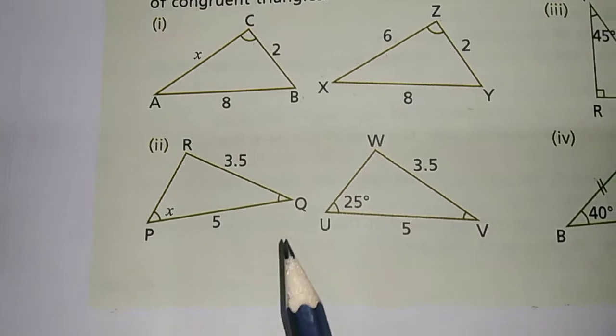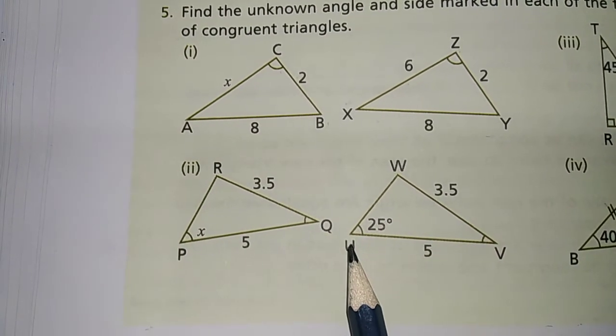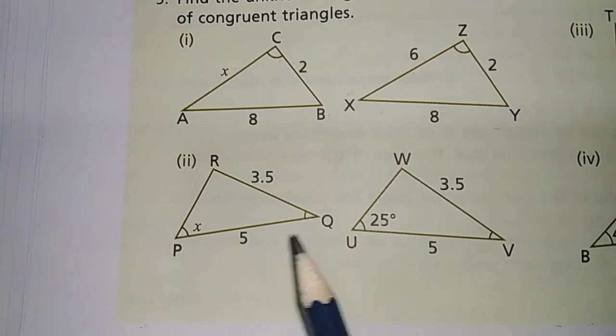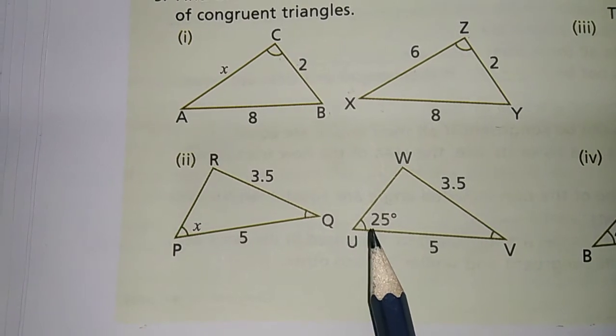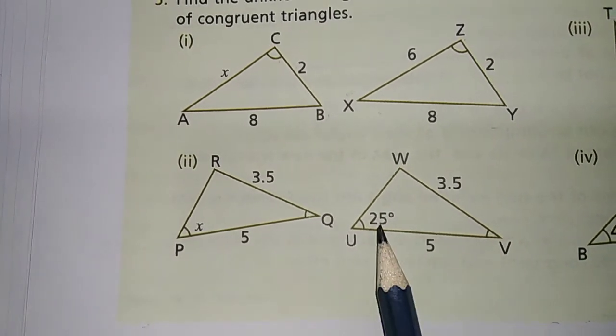Now in the second pair of triangles, we can see that triangle PRQ is congruent to triangle UWV. So it means that all sides and all angles are equal, and we have to find the value of x. So obviously x will be equal to 25 degrees.